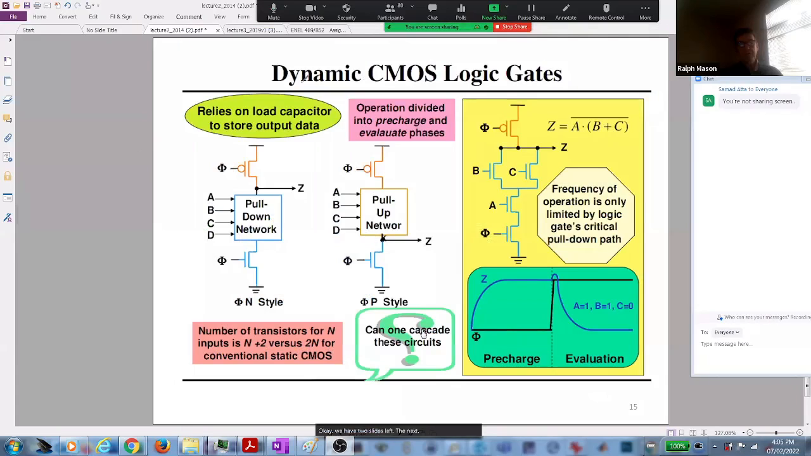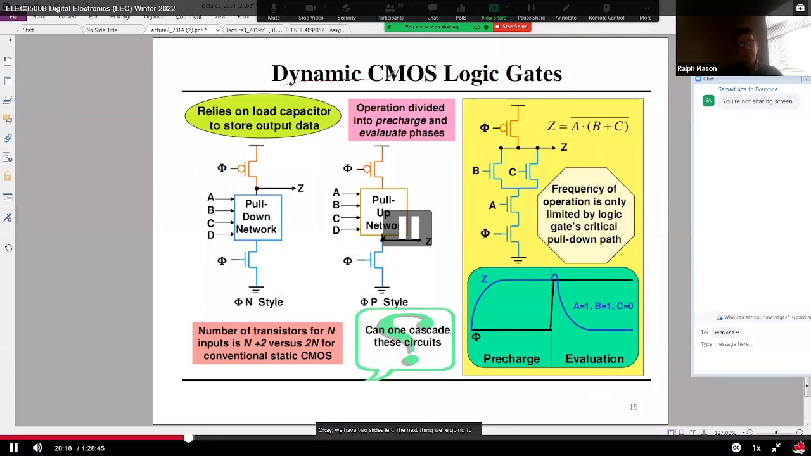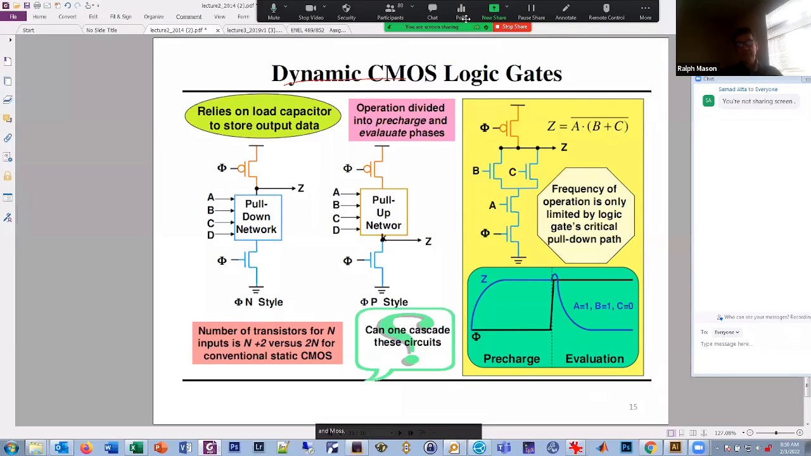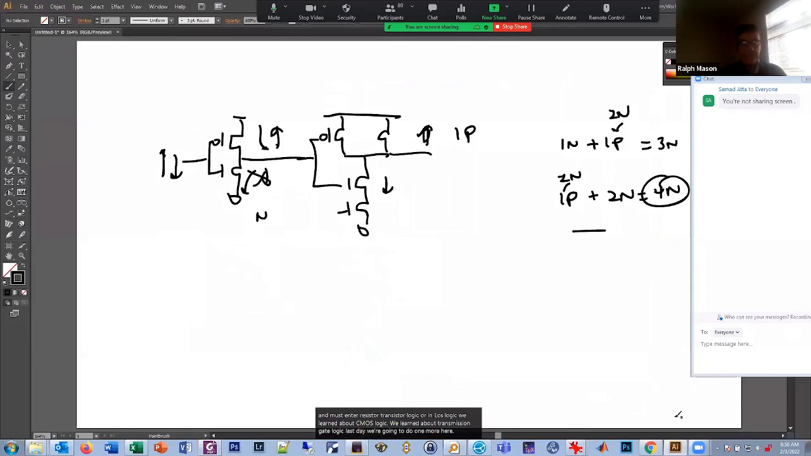The next thing we're going to talk about is dynamic CMOS logic. So we've learned about NMOS, resistor transistor logic, or NMOS logic. We learned about CMOS logic. We learned about transmission gate logic last day, and we're going to do one more here, which is dynamic logic.